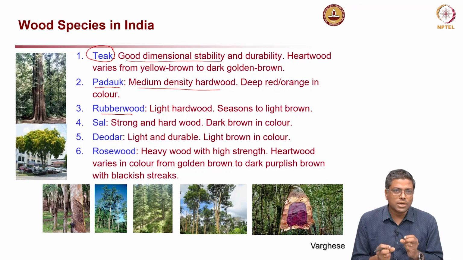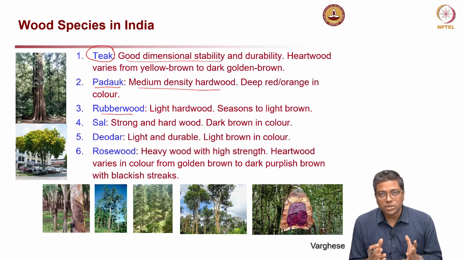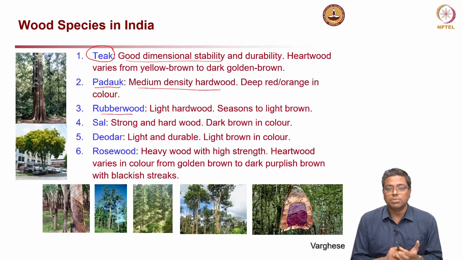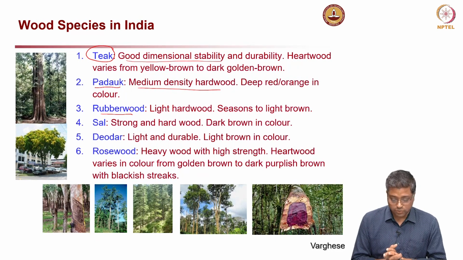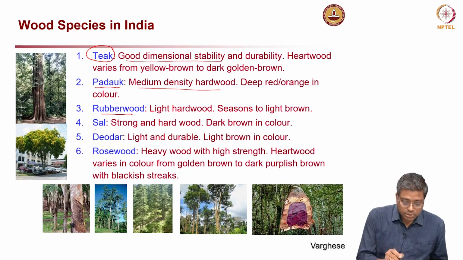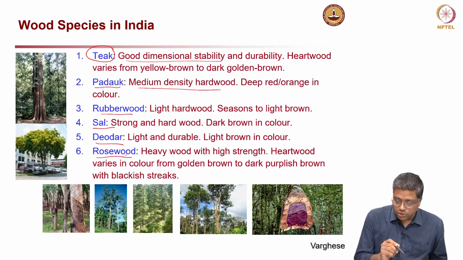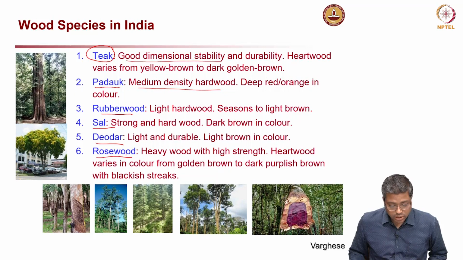I have been using the words timber and wood interchangeably. If you really look at the definition, timber is nothing but processed wood, but more or less I do not think it really matters. You can use both words, but timber in general means processed wood. Now, other types are sal, deodar and rosewood. These are all available in various parts of our country.